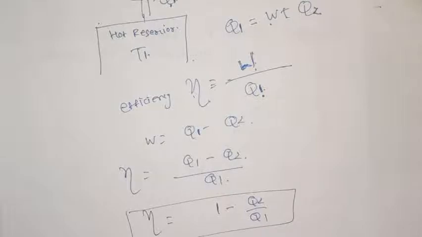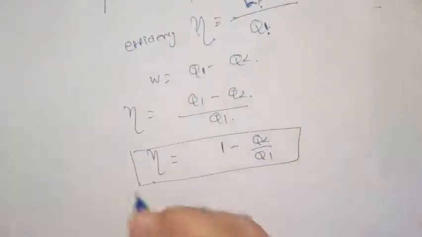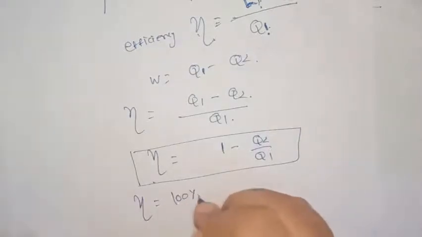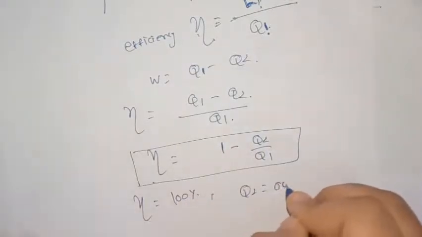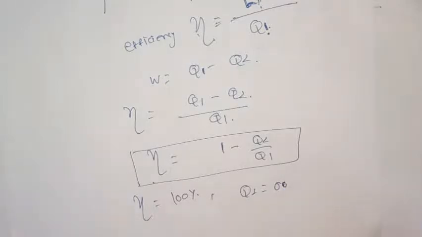Now, for the engine to have 100% efficiency, for eta to be equal to 100%, Q2 should be equal to 0, as the whole energy input is converted into work. In such a case, energy conservation does not rule it out, but practically it is not possible. Even if we can eliminate various kinds of losses associated with actual heat engines, we cannot achieve 100% efficiency practically.